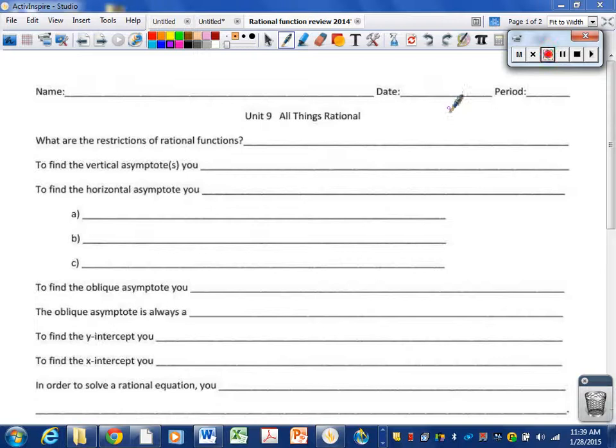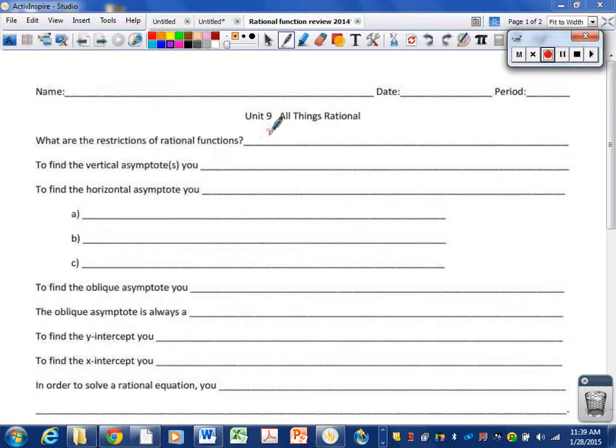Okay, so everything you ever needed to know about a rational function, how to graph it, how to find all of the things that go along with it. Okay, so let's see. What are the restrictions on rational functions? As in, what kind of domain restrictions do we have?